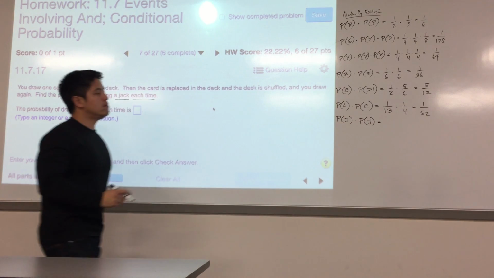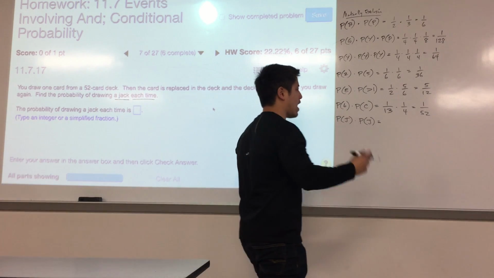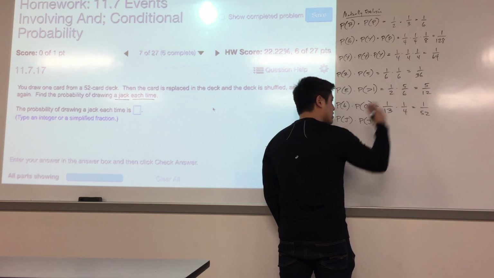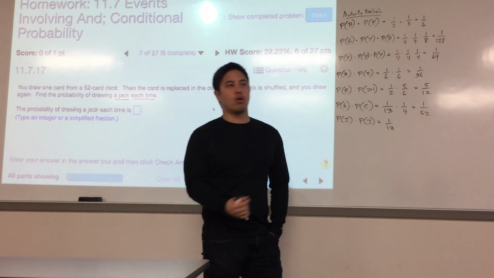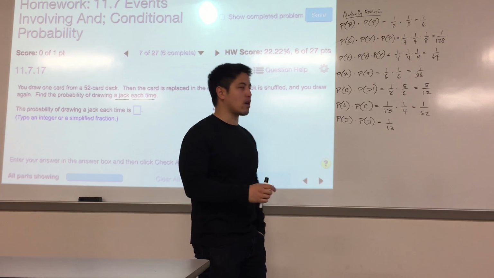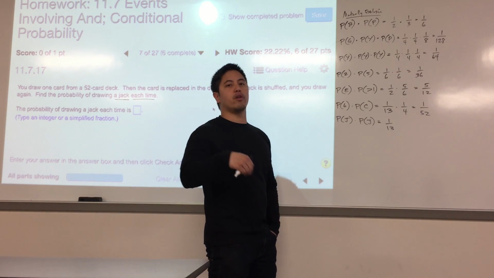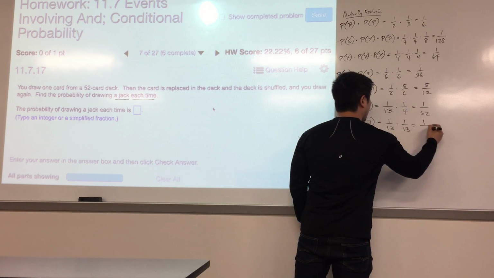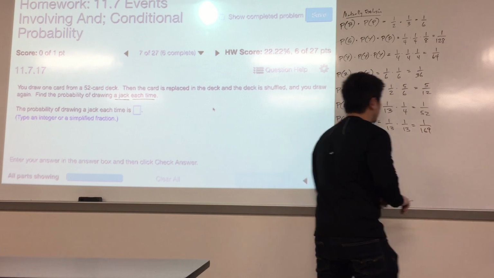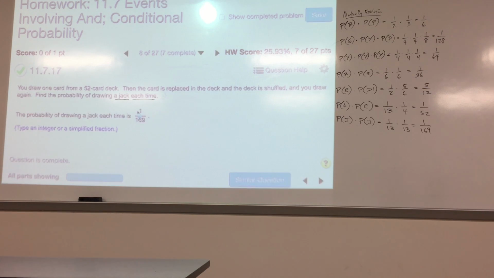Everybody agree? So, how many jacks are there in a deck? 4 out of 52, which reduces to 1 over 13. Because we put the jack back in, or the card back in, it doesn't necessarily have to be a jack, but whatever card we pulled the first time, we put it back in and reshuffle. What's the probability of getting a jack again? Same 1 over 13. And so the probability is 1 out of 169. Good job. Well done. It's that easy. No big deal. Okay, moving along.